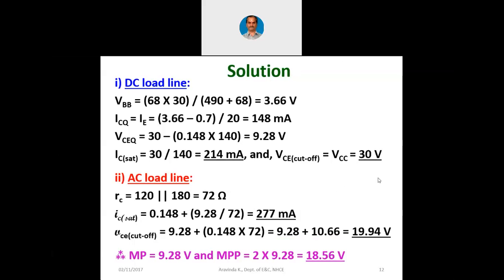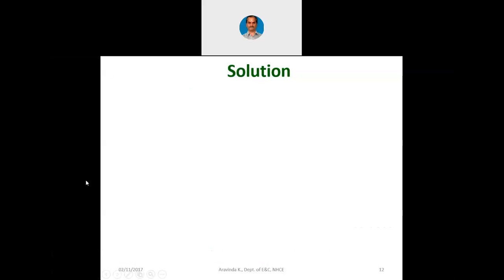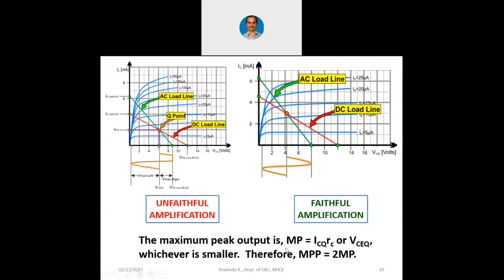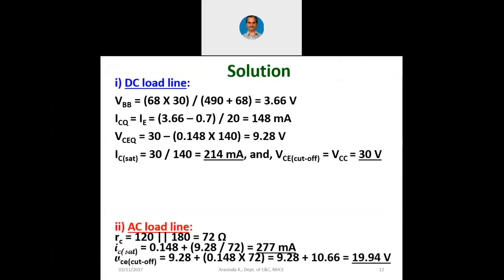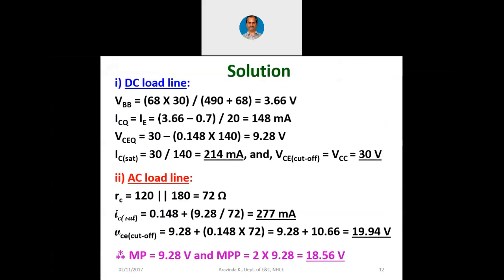So MPP is what? 2 into MP. And MP is what? ICQ into RC or VCEQ, whichever is lesser. That is what we have shown here as these values. So this was the solution to the previous exercise. Let me proceed now.